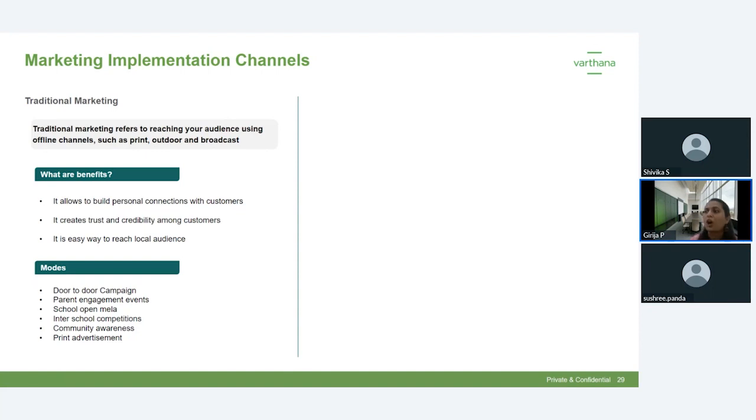Here you're not talking about your school, but about how parents can support their students at home. You're talking about various topics in these events. You can call outside facilitators as well to talk on this. Then you can have a school open mela where the parents can come and see your school and what pedagogies and teaching styles they are using. You can assess the students and help them understand at what level they are and how your school can support them to raise this level. You can conduct inter-school competitions where you call parents and students from different schools as well.